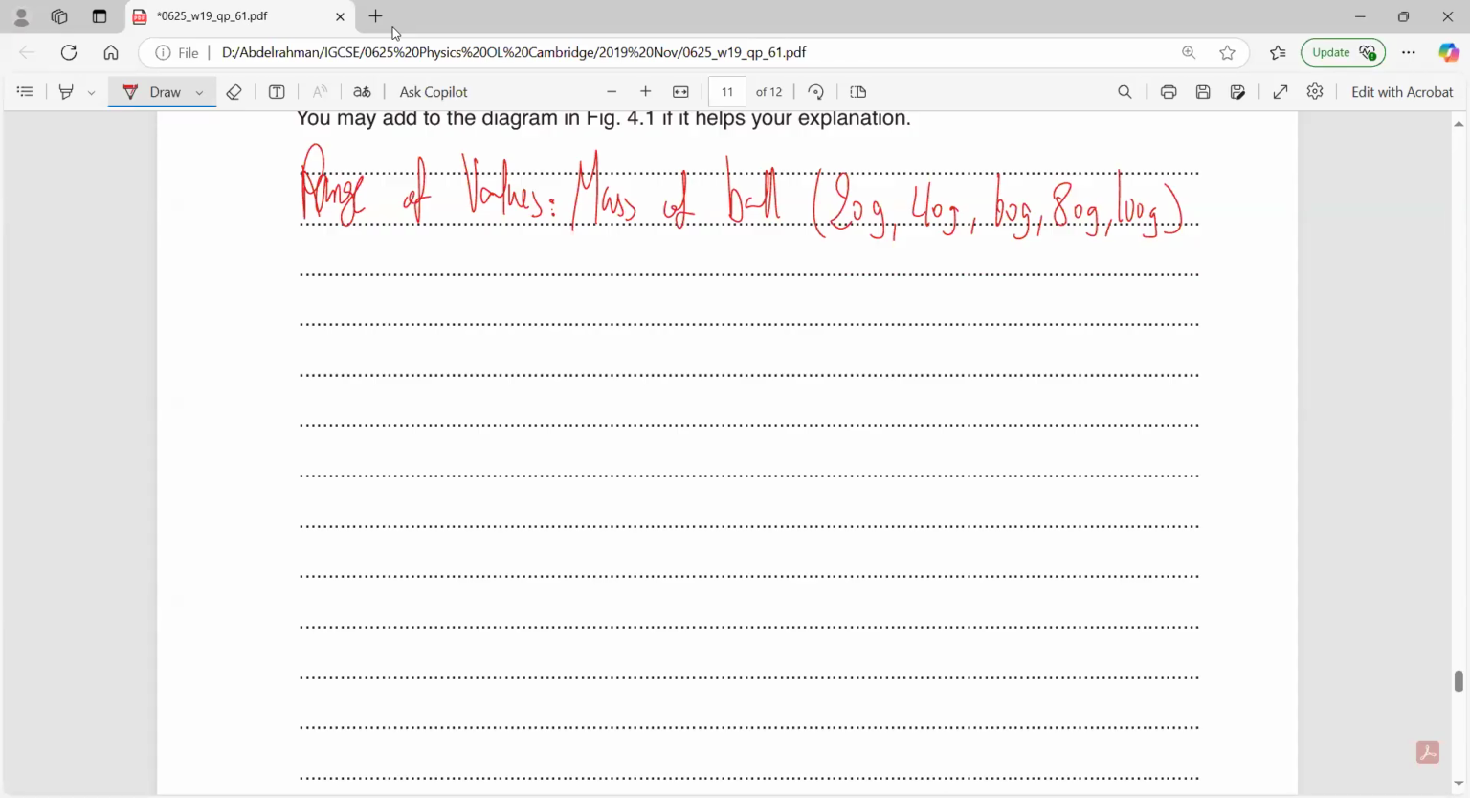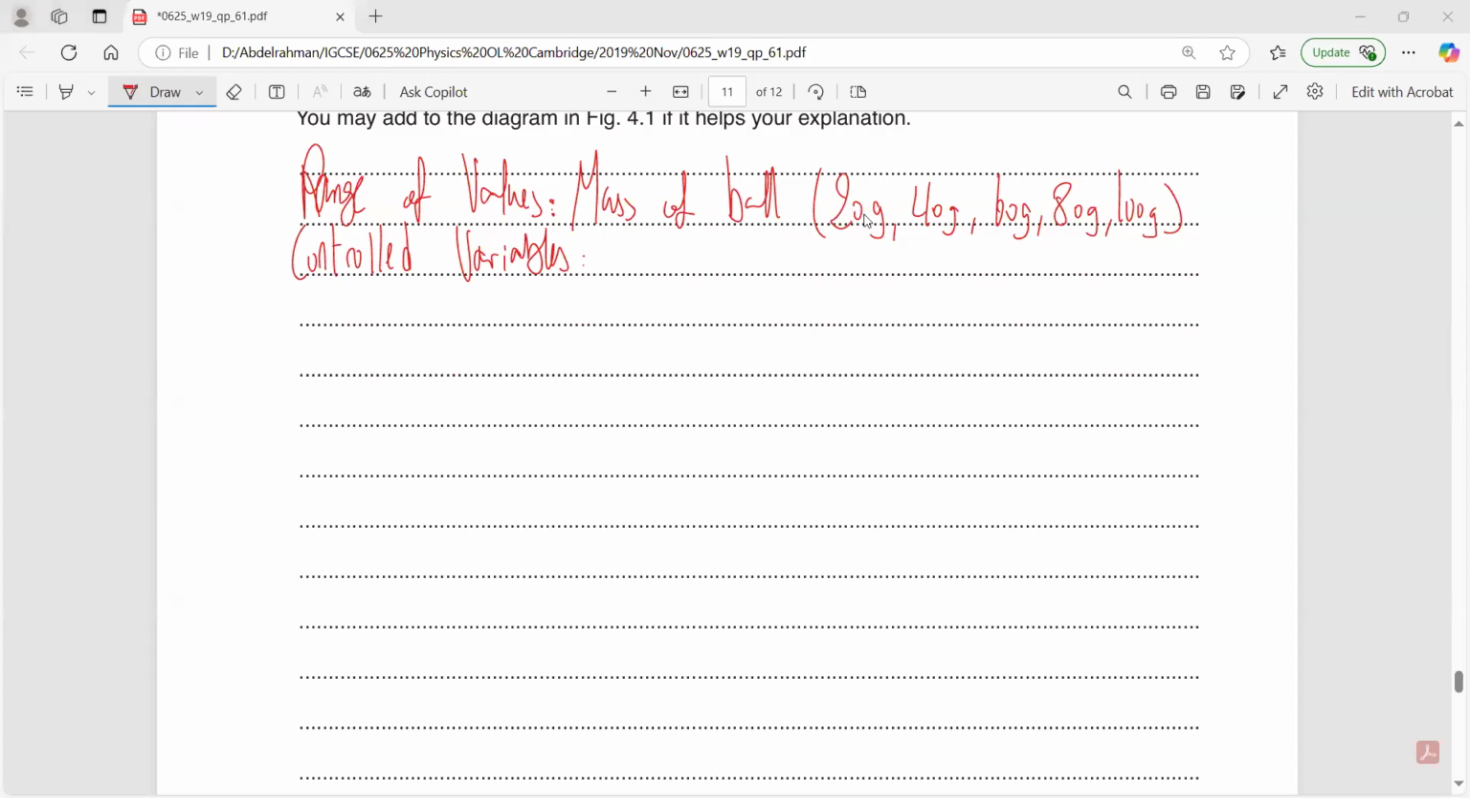And then we need to state the controlled variables. What are the constants in this question? First of all, the material of the ball.